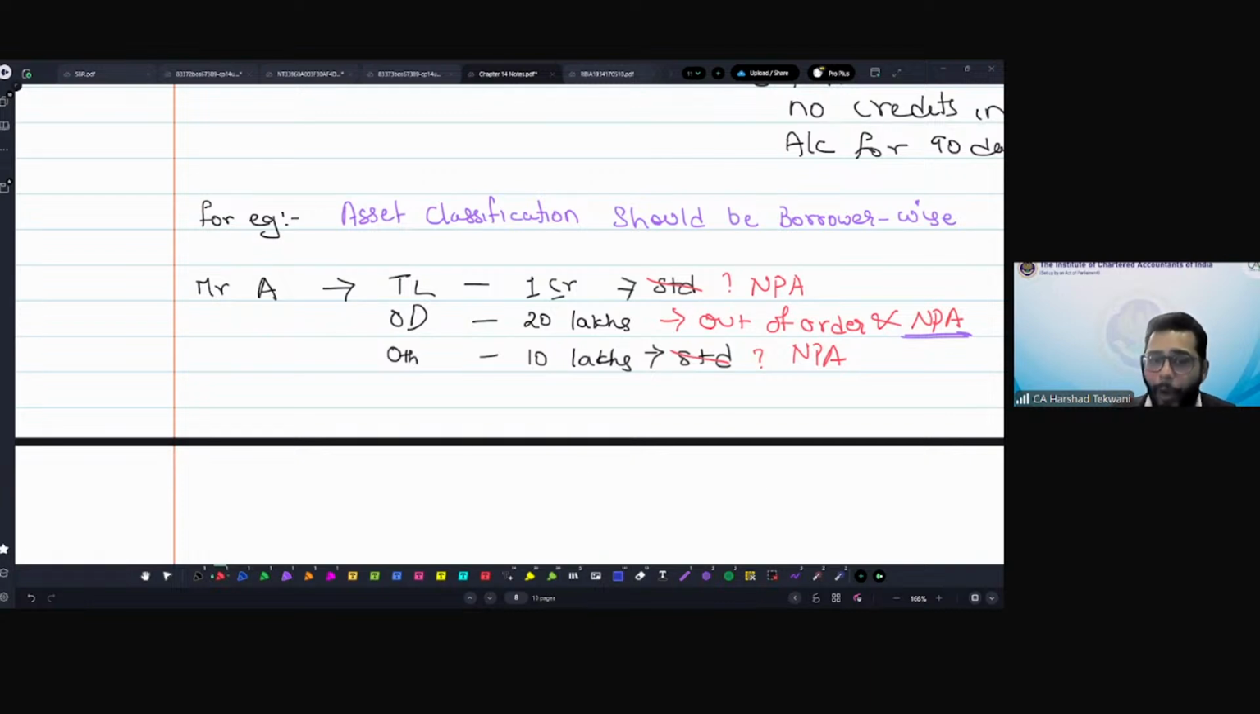Are you understanding the point? That is, asset classification in banks is required to be done borrower wise. Even though I say this asset is being paid on a timely basis, still I will count that asset as an NPA.